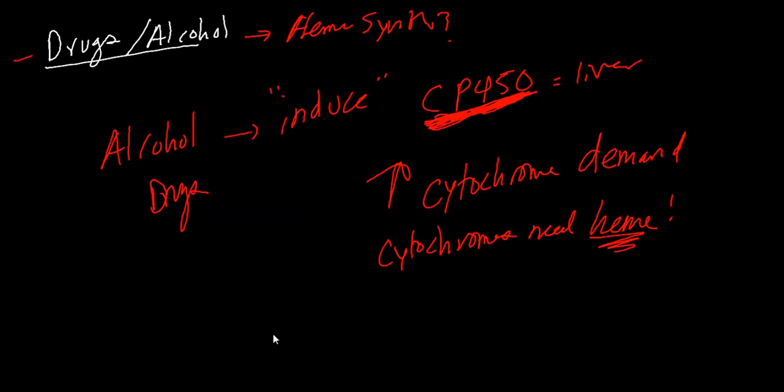So we've talked about how drugs and alcohol affect heme synthesis. Alcohol and drugs induce your cytochrome P450 system. You're going to need to make more cytochrome P450 system enzymes. To do that, you're going to need heme, and you try and keep making heme, but you can't because you're missing those enzymes. So hopefully this is making a little sense now.